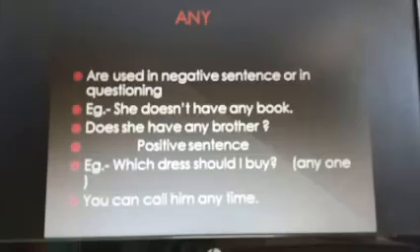Any is used in negative sentences or in questioning. Suppose, she doesn't have any book. It means she is not having any book. She doesn't have any idea about this plan. It means negativity. Negativity is there.